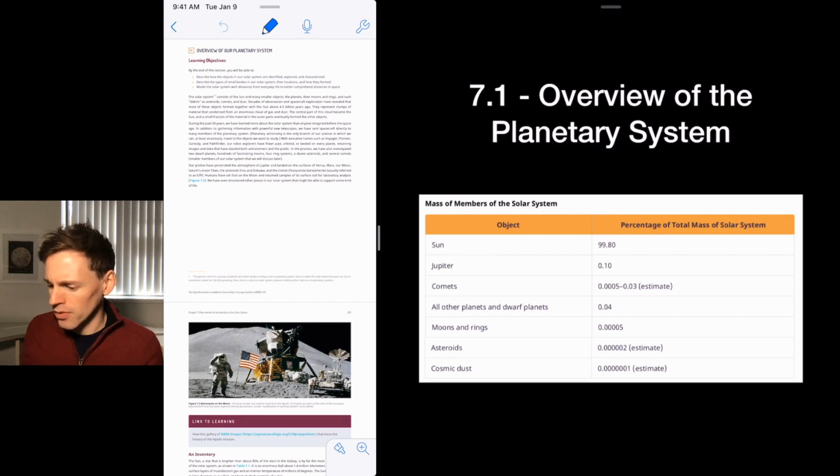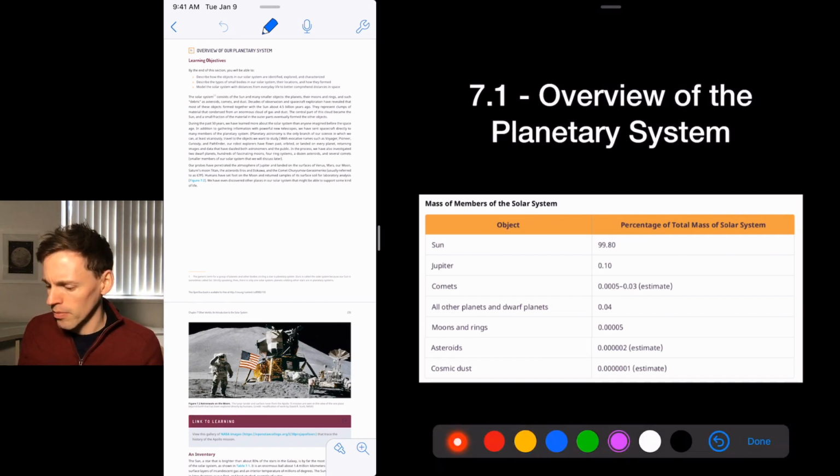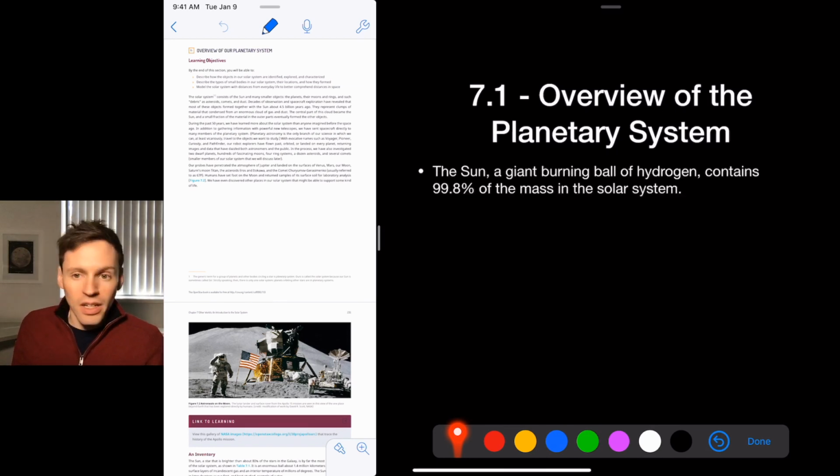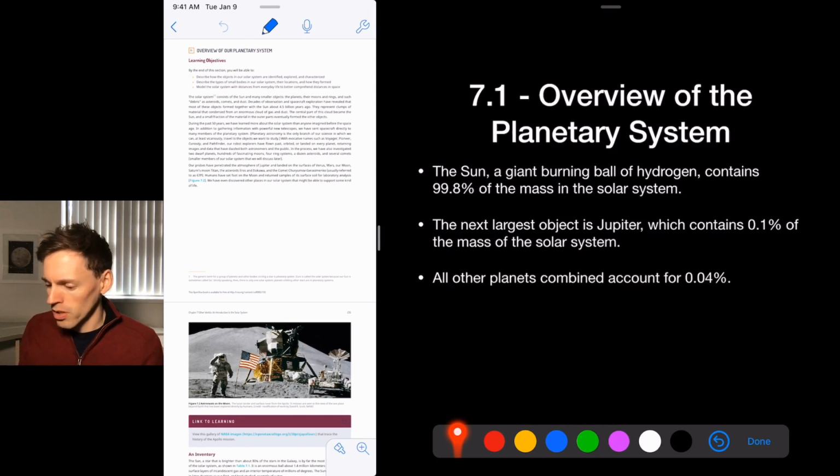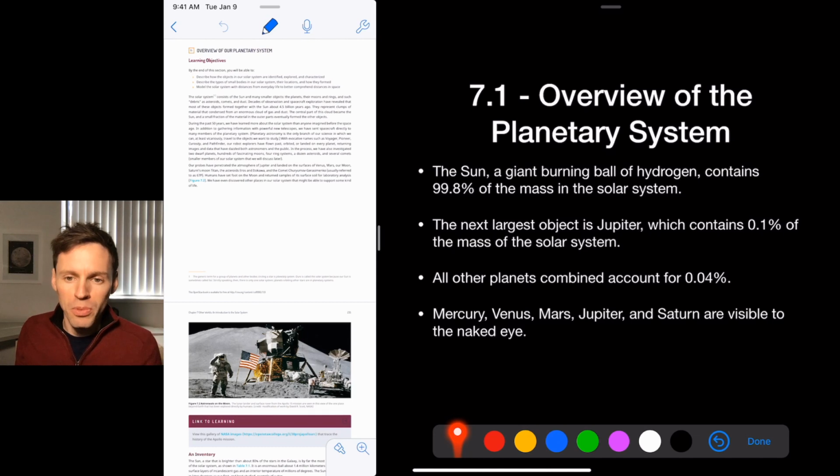So this is the mass of the solar system. You see that 99.8% of the mass is in the sun. So the sun is the most massive thing by far. The next most massive thing is Jupiter, 0.1%. All of the other planets and dwarf planets combined are less than the mass of Jupiter. Okay, just to give you an idea: the sun, a giant burning ball of hydrogen, contains 99.8% of the mass of the solar system. Jupiter, 0.1%, everything else, 0.04%.